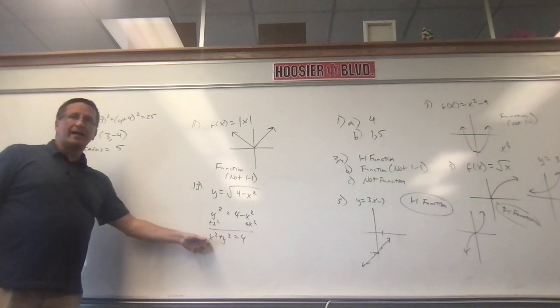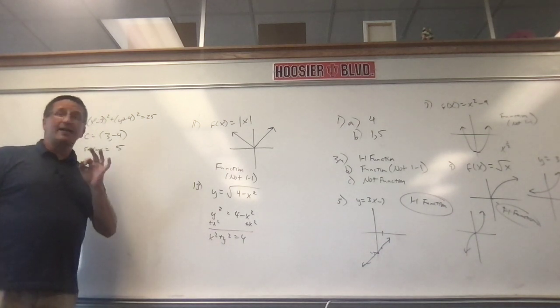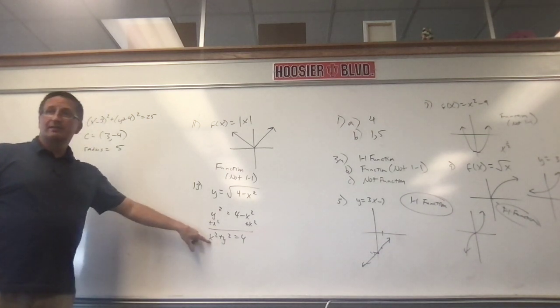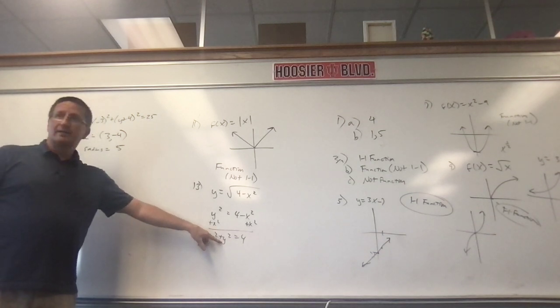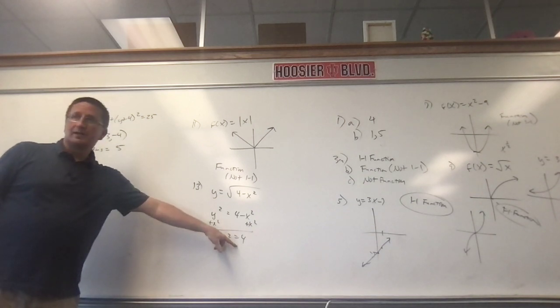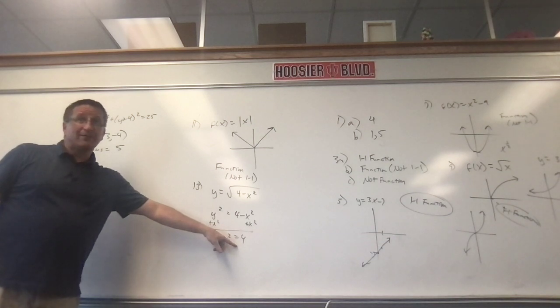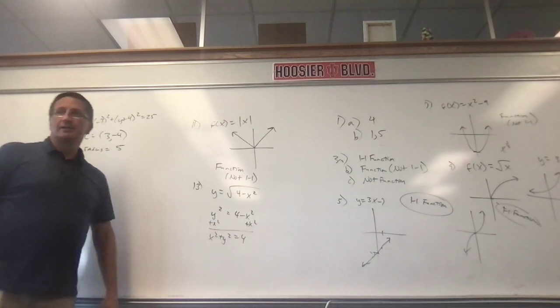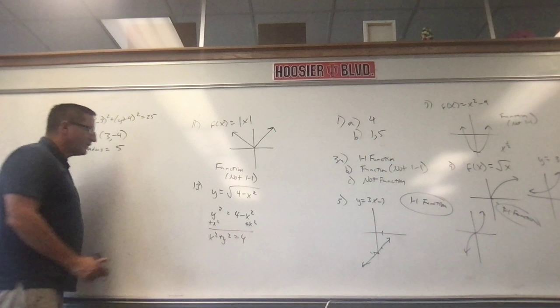What's the center? What did I add on to x? Not what did I add on to x squared. What did I add on to x? 0. What did I add on to y? So the center is what? 0, 0. What's the radius? Because half of 4 is 2? Half of 4 is 2, but it's not because half of 4 is 2. It's because the square root of 4 is 2. So your center is 0, 0.